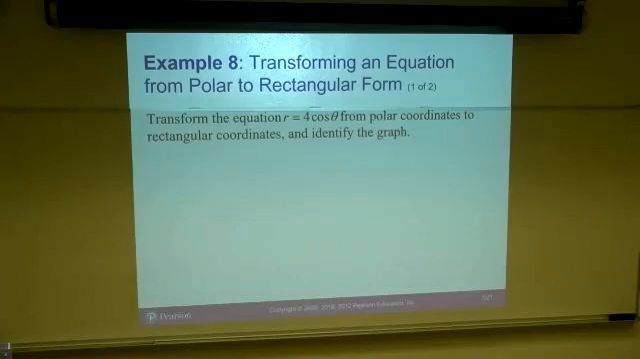All right, we want to go from polar form to rectangular form. That means we're going to replace r and cosine theta with x and y.